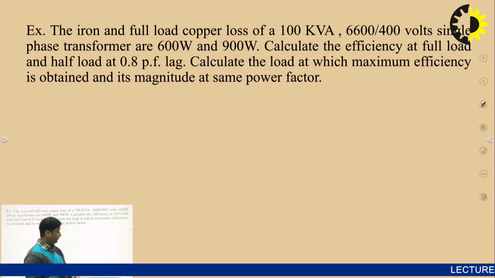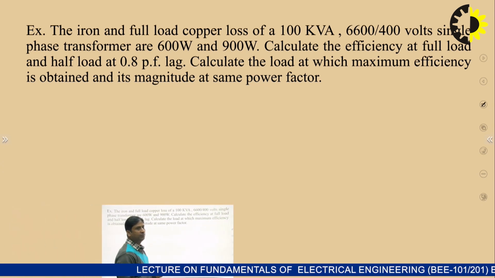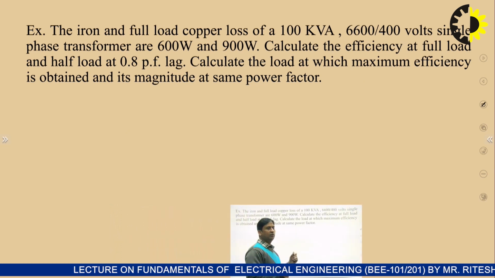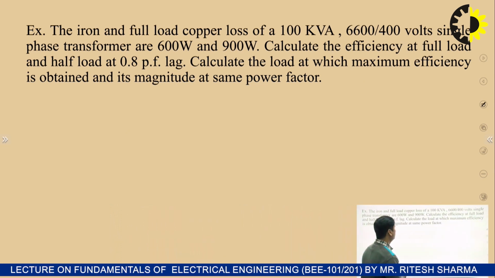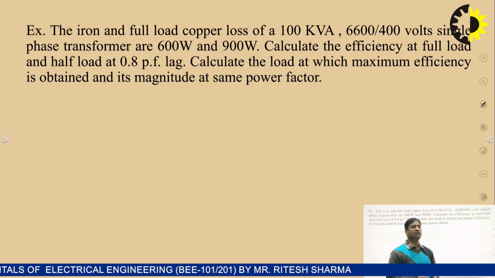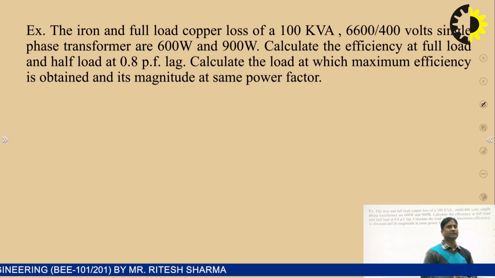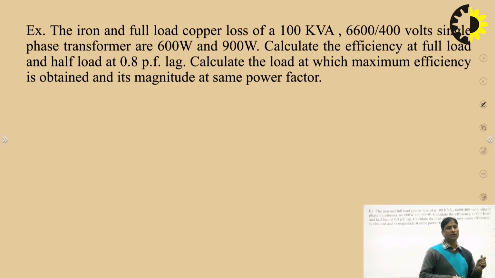Now let us solve one numerical based on the single phase transformer or efficiency of transformer. So I am just solving this problem based on the above concept, that is the efficiency. The question is: the iron and the full load copper loss of a 100 kVA 6600 by 400 volt single phase transformer are 600 watt and 900 watt.